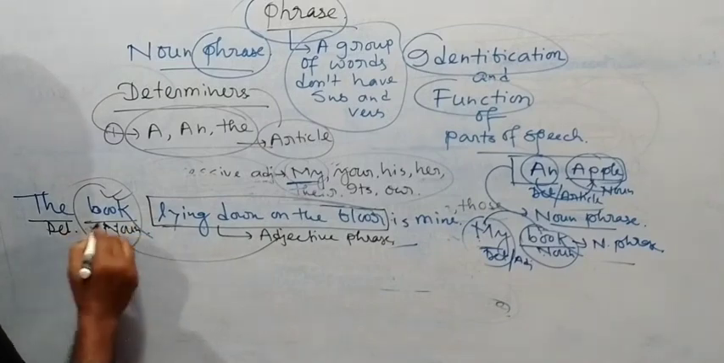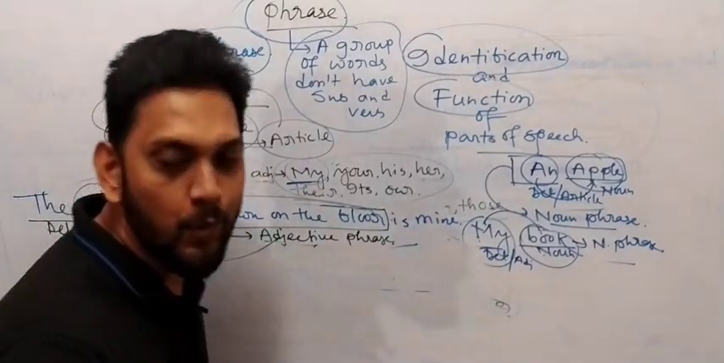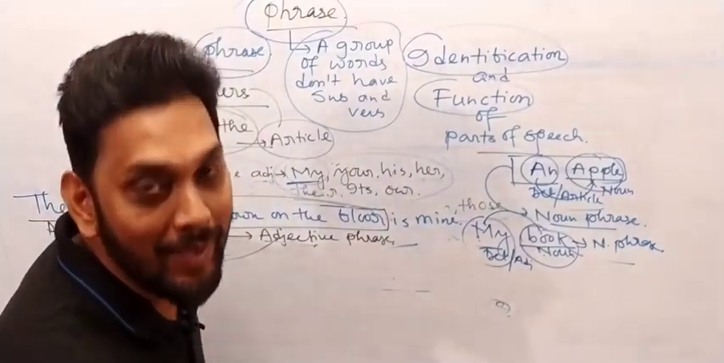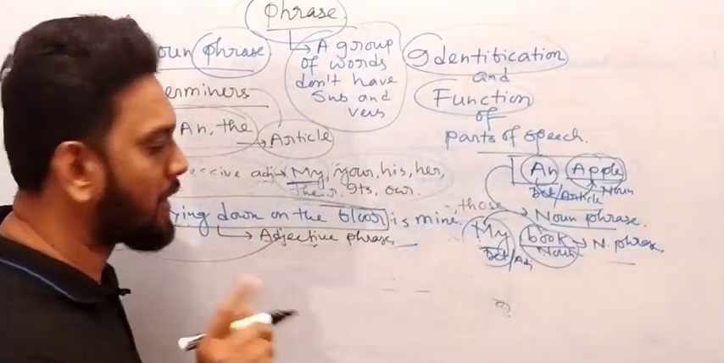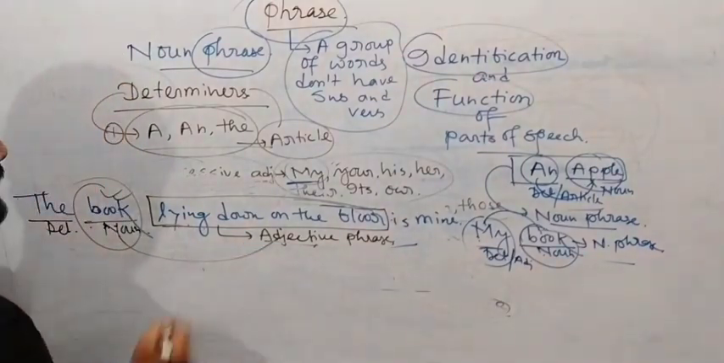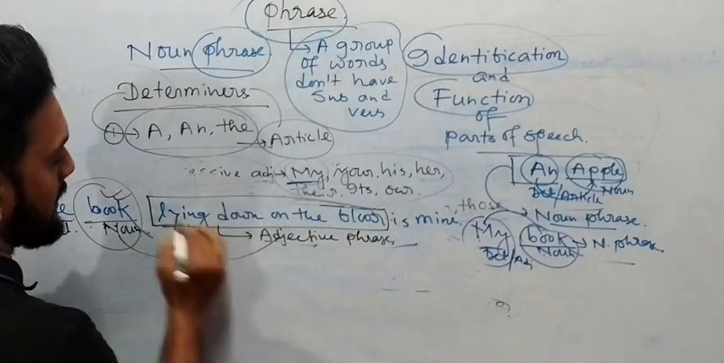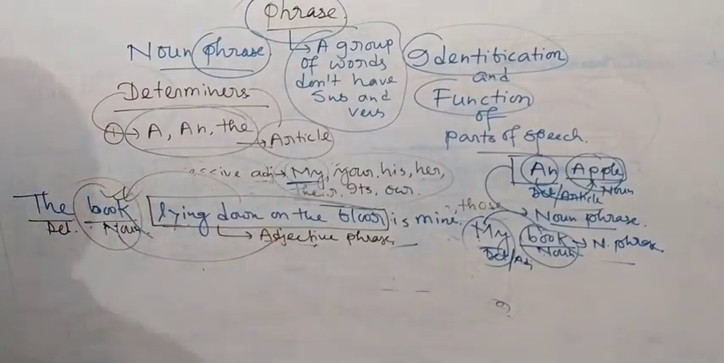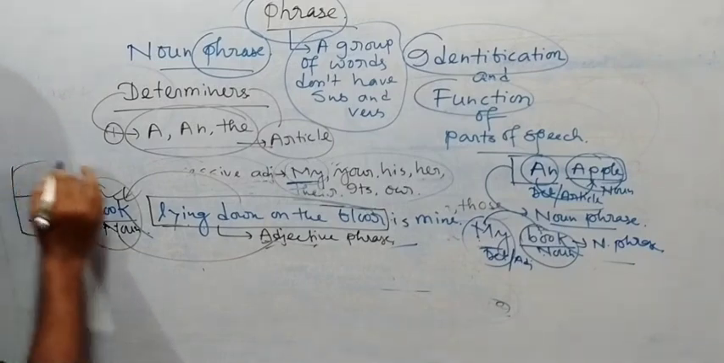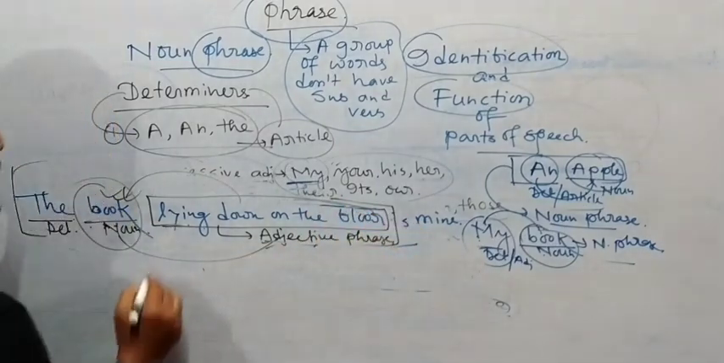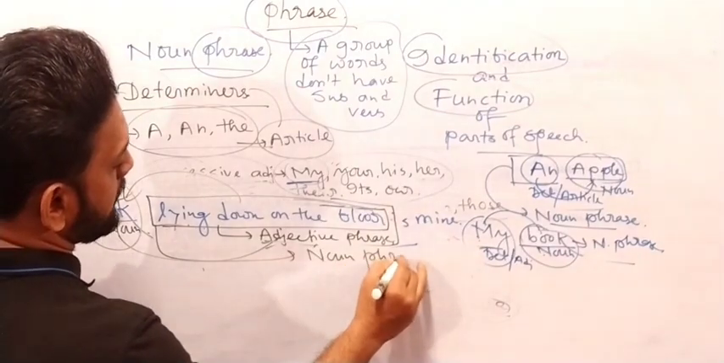So the book lying down on the floor is an adjective phrase, but whenever I say the book which is lying down on the floor, it will be an adjective clause. Later on I will discuss the adjective clause, but try to understand the adjective phrase. This adjective phrase comes for this book, and because of this reason we can call it an adjective phrase, and from the book to floor it will become a noun phrase.